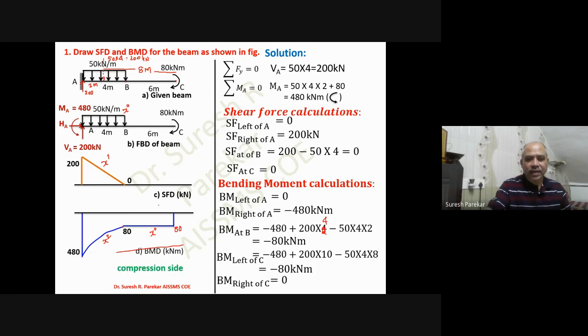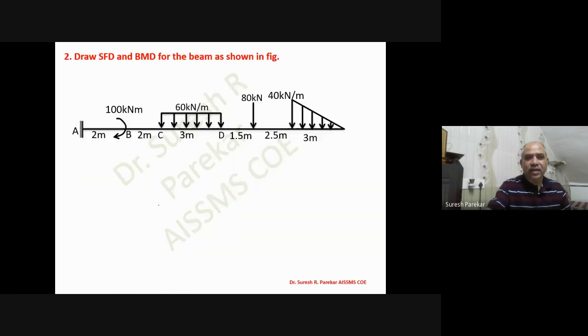Then we will take a second problem, which has all the types of load: couple, UDL, concentrated load, and UVL. In this first, we will find the reaction using summation Fy equals 0. So we have Va, then minus 60 into 3. Now in summation Fy equals 0, couple should not be considered.